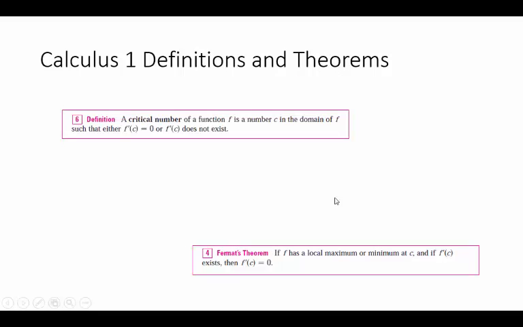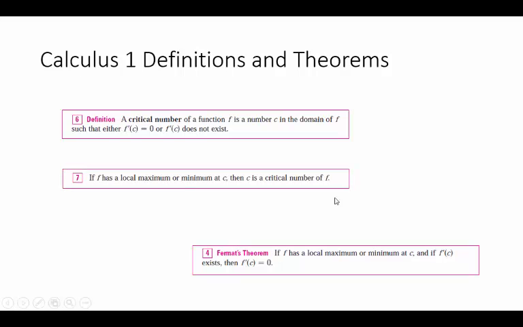Now, that leads us to the definition of a critical point. A critical point is when the derivative is equal to 0 or the derivative does not exist. And then we also have this other statement in the textbook that says if you have a local max or a min, then C is a critical point. All right.